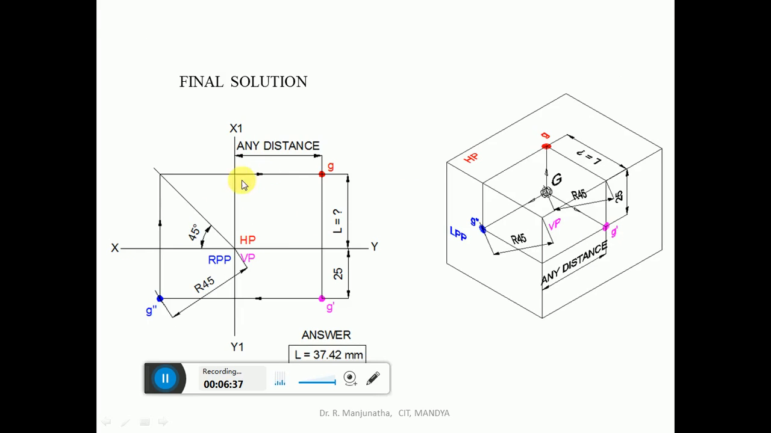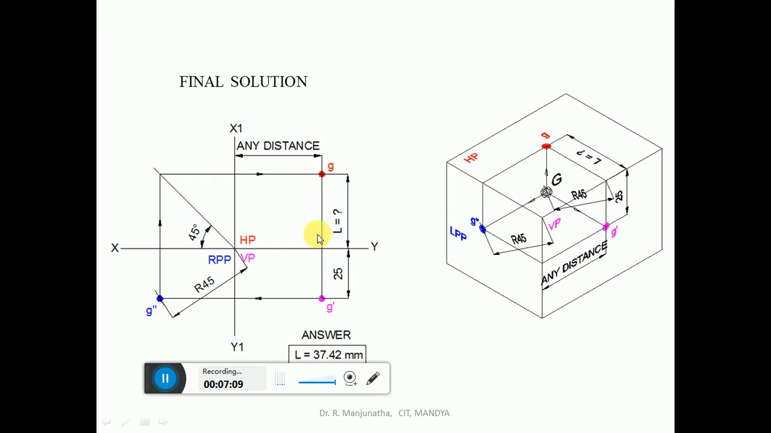So here first you draw the xy line and the x1 y1 line, mark xy and x1 y1. Since he says it is in the third quadrant, HP is above the xy line, VP is below the xy line, and this point is going to be LPP. It's not RPP, it should be LPP. The distance with respect to the profile plane is not known, so you can take whatever distance you want and then draw a vertical projector, and mention this as any distance.